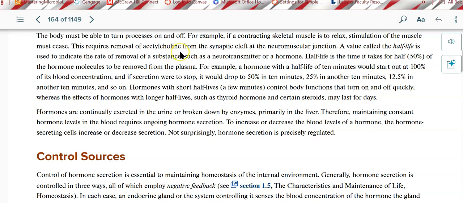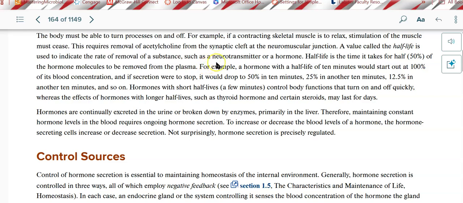Half-life is the time it takes for half of the hormone molecule to be removed from the plasma. Of course, you could also talk about the half-life of a drug in the body. If you take 100 milligrams of a drug, the time it takes for that 100 milligrams to be dropped down to 50 milligrams by whatever means. Maybe you're getting rid of it, maybe you're breaking it down, but the time it takes for the original concentration to be cut in half is called the half-life.